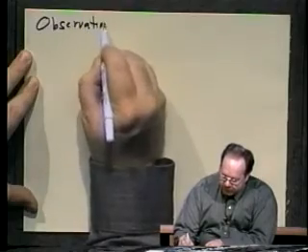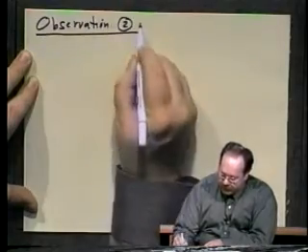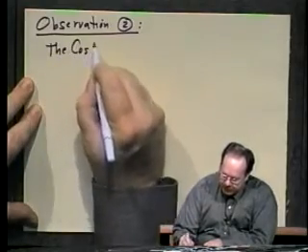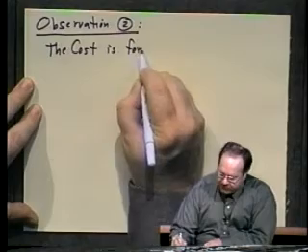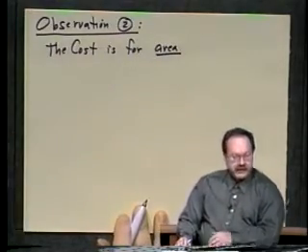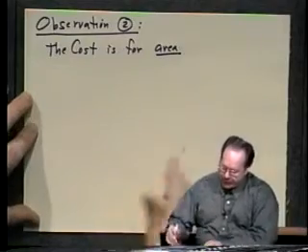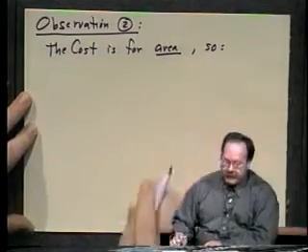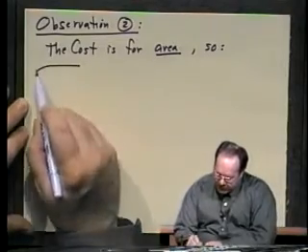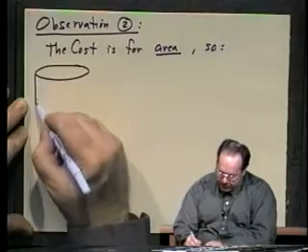I'd like to get to cost right away, but there's just too much information I need to write first. So observation 2. I made my observation about volume. Let me make another one now. This one is that the cost is for what? It's for area. Area of the sides, area of the top and bottom. So that means I better find out what those areas are. Well, again, let me draw my cylinder here. Here's my cylinder.